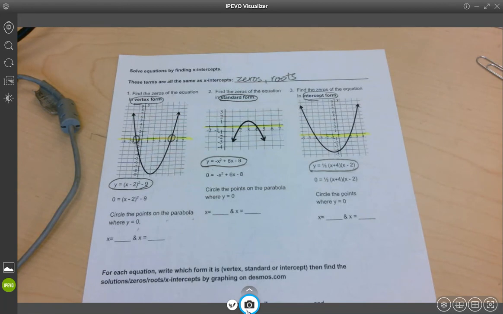Did you get them? On all three graphs? Yes. So see how we're circling where the parabola crosses the x-axis. You got it? Did you get all three, Kai? Do all three, okay? Did you circle the zeros? You want to circle where your parabola crosses the x-axis, and you want to circle just the particular points. This one and this one, okay?